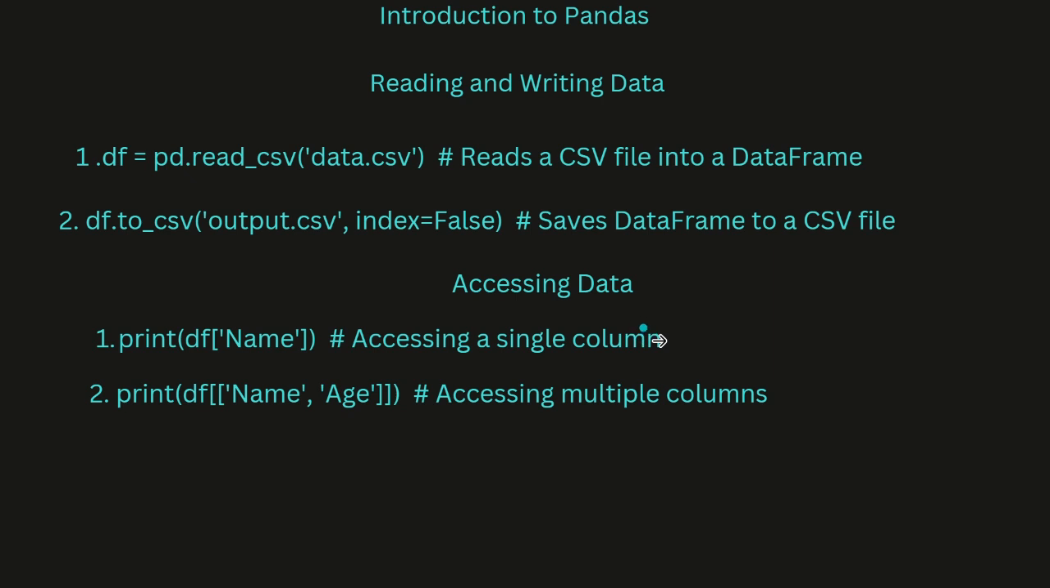And next, reading and writing data in the DataFrame, in which we read the data from an Excel file using the function pd.read_csv. This function reads a csv file into a DataFrame, and the second function saves the DataFrame to a csv file. And you see print df name is accessing a single column in the DataFrame. If you want to access multiple columns, then you use print df with multiple column names as parameters.